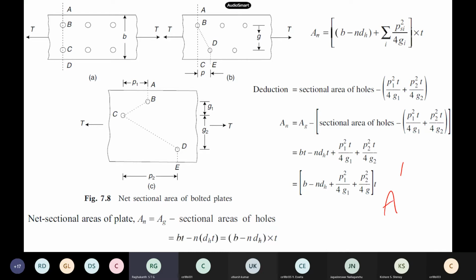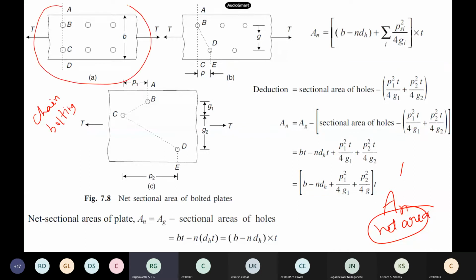So this is our net area. This is the most important thing, the net tensile area, for this type of bolts. Now here there is a simple case: suppose I have chain bolting, like this. You have made a nice arrangement, equal rows and columns. What will be the net tensile area here for this chain bolting? It can fail along ABCD, along this section, or along this section.